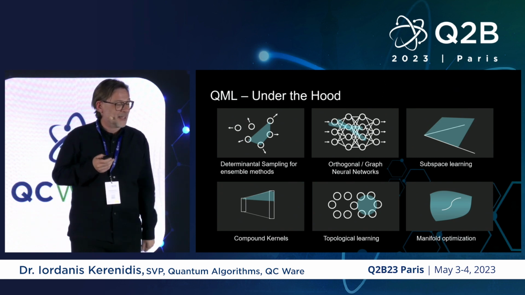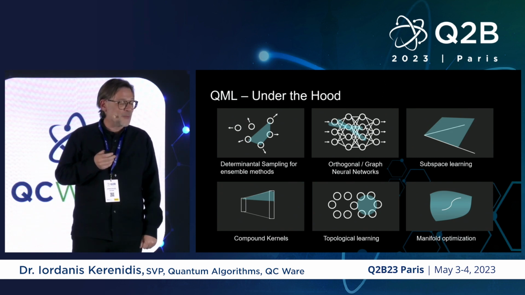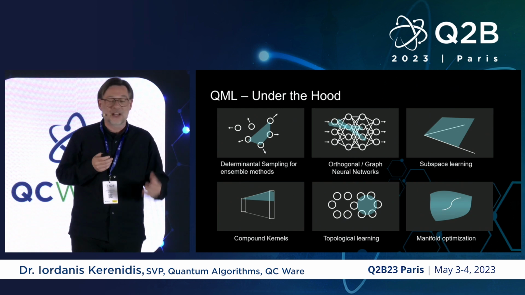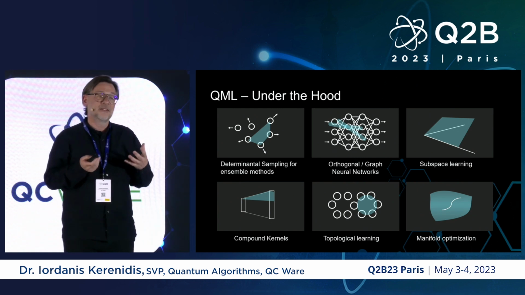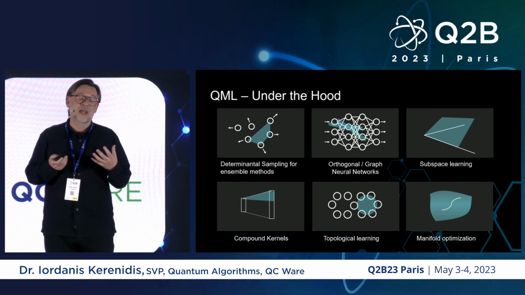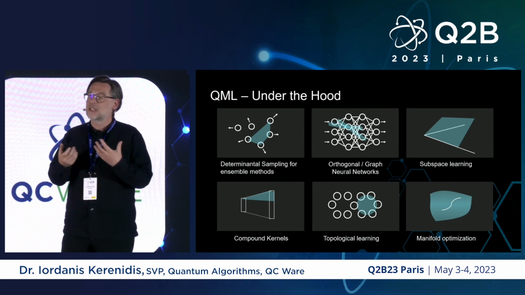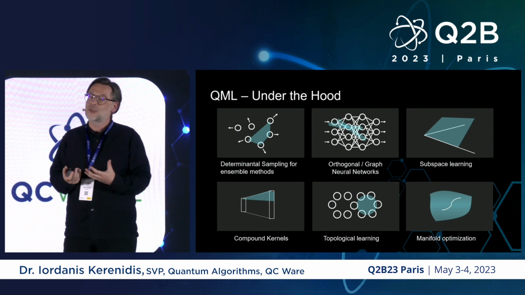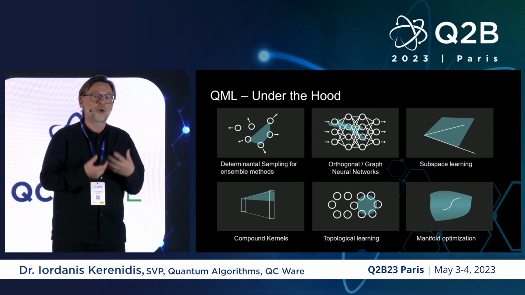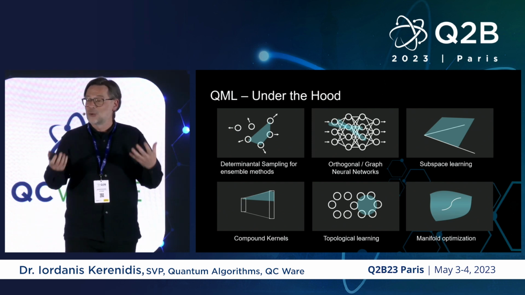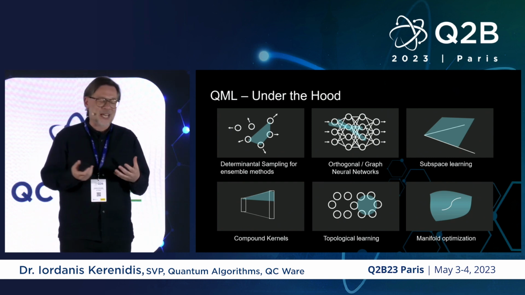The second method here is orthogonal graph neural networks. This is another example where we can use quantum properties in order to enhance what we can do with deep learning and classical neural networks. Here we're using this notion of orthogonality, which is a very quantum property, unitarity or orthogonality.